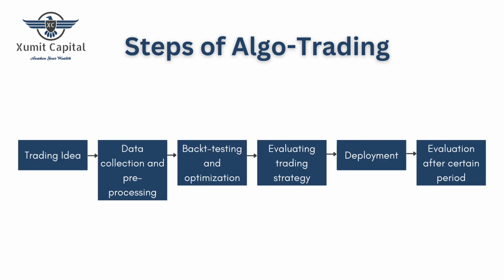So now let's see what are the different steps involved in this particular system development. First one, start with the trading idea. So imagine hypothetically that the moving average crossover works in the real market. So our aim is to check this particular strategy by doing backtesting of that. Then we start with the data collection. We will collect the data and we will process it. After that, we will do backtesting and optimization of this particular strategy.